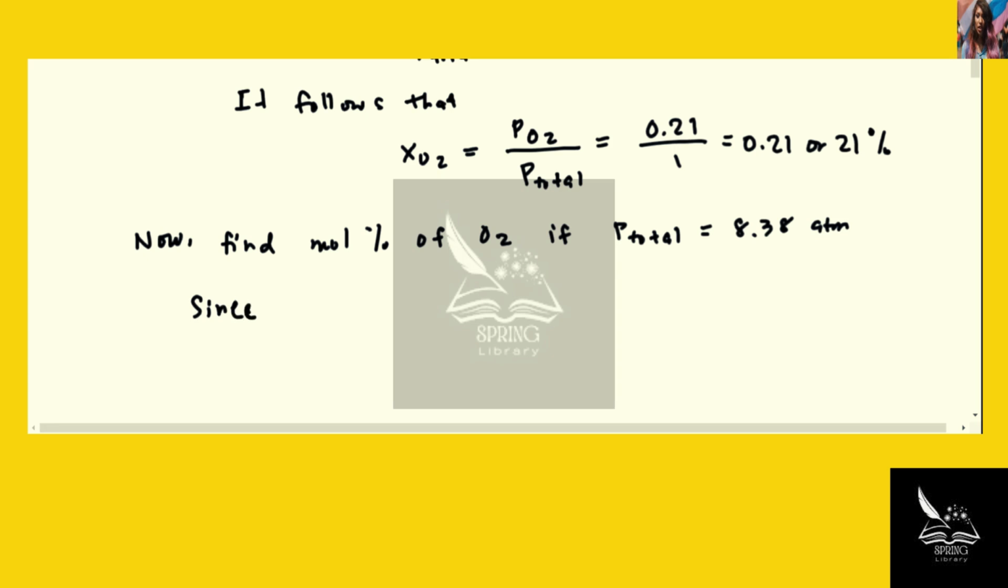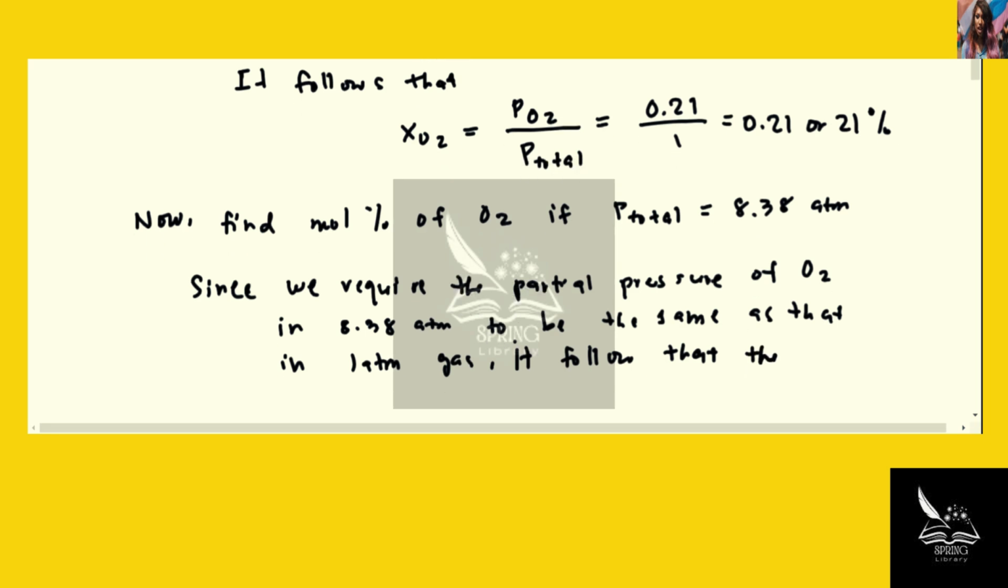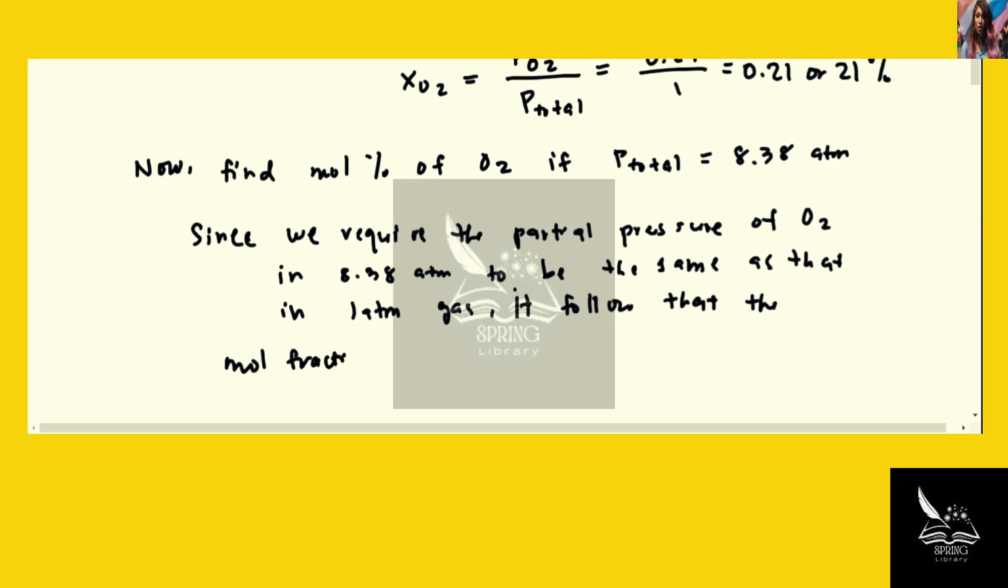So we put it this way: since we require the partial pressure of oxygen gas in a total pressure of 8.38 atm to be the same as that in a 1 atm gas mixture, it follows that the mole fraction must be also the same. Or that's 21%. So I hope that helps.